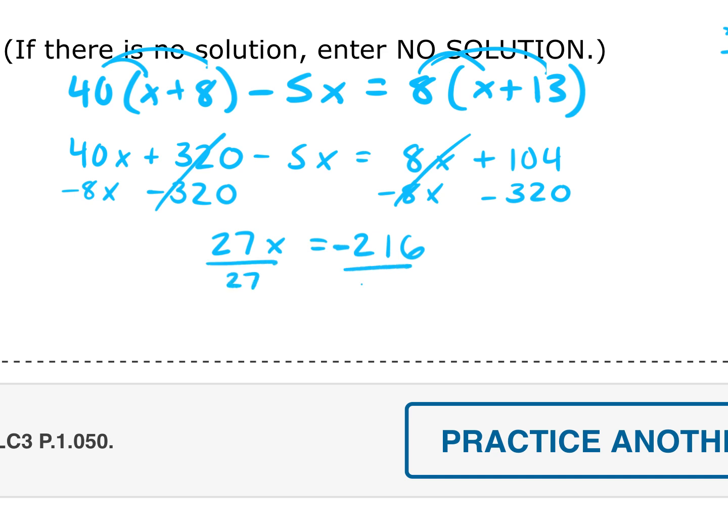Divide both sides by 27. We get x is equal to, pretty sure, -8. You won't get any calculators for the quiz tomorrow, but everything is small numbers. It's all doable without a calculator, smaller than this.